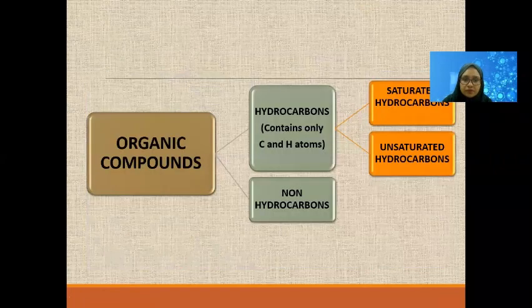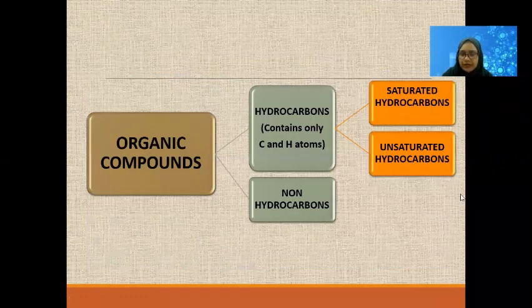So what are organic compounds? There are two types. One, we call hydrocarbons. Later we will look into the hydrocarbon molecules. From the name itself, hydrocarbon, it means it contains only carbon and hydrogen atoms. Hydro is for hydrogen and carbon is for carbon. So they contain only carbon and hydrogen atoms.